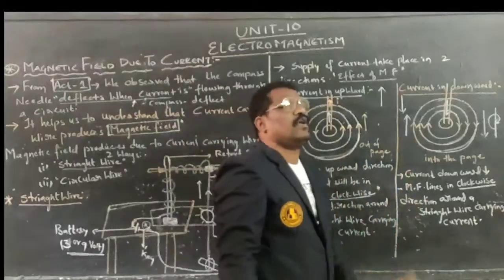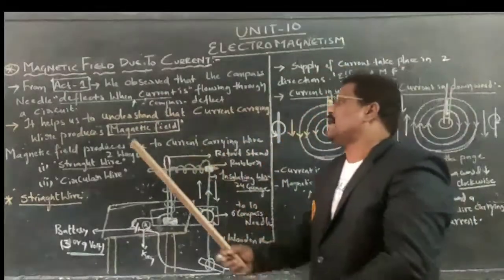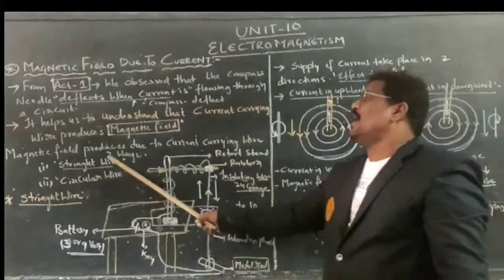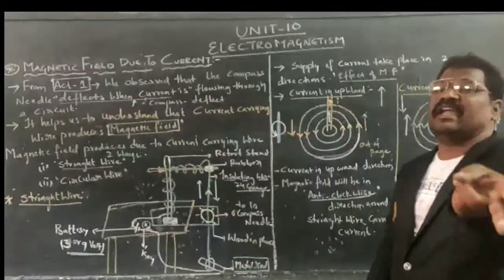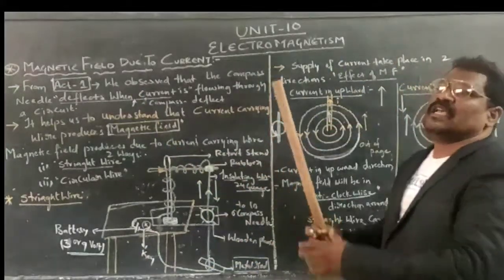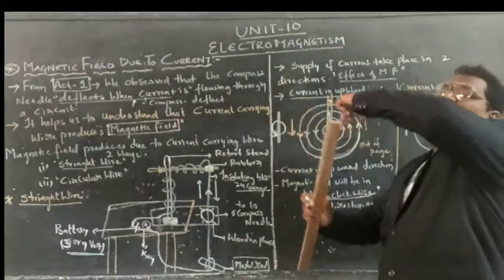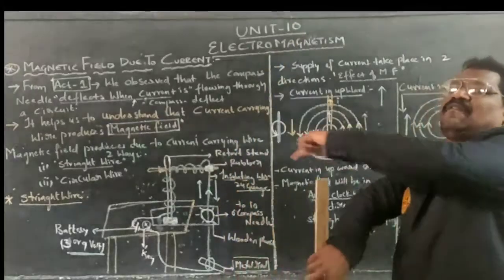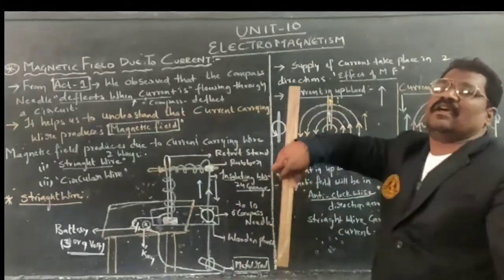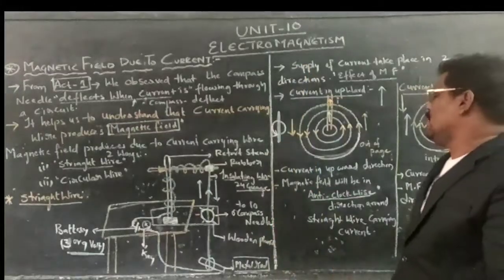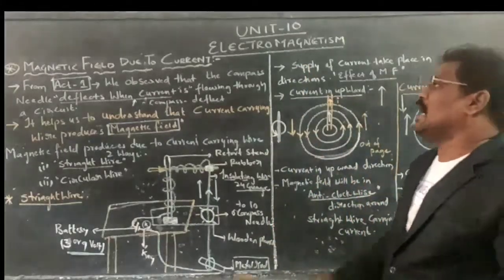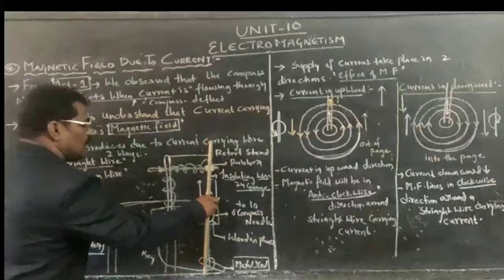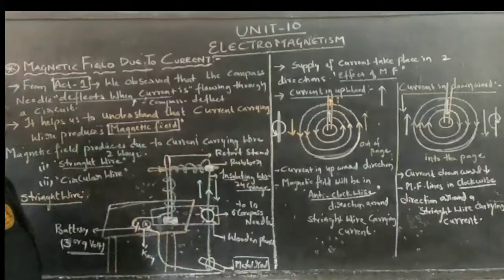Therefore, in these two different ways we can explain the magnetic field lines, the effect of magnetic field on a current carrying straight wire. If it is out of the page, magnetic field lines will be in anti-clockwise direction. If it is into the page, magnetic field lines around the current carrying straight wire will be in clockwise direction. These two concepts can be explained. That is the effect of magnetic field due to a current carrying straight wire.